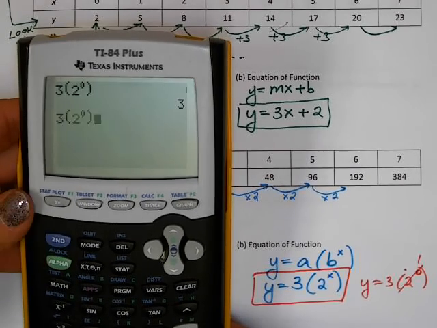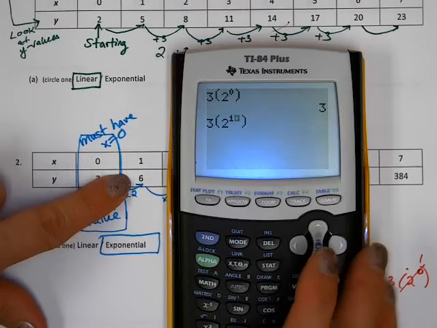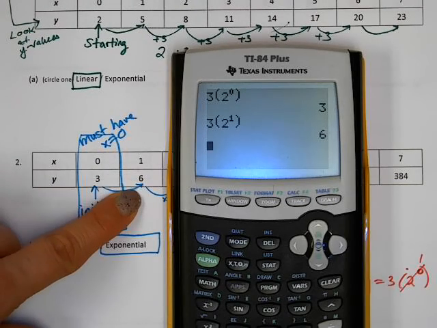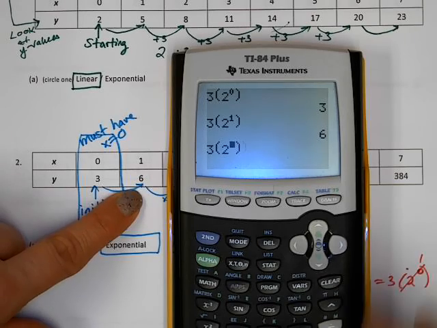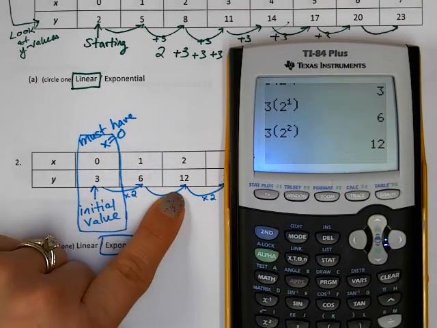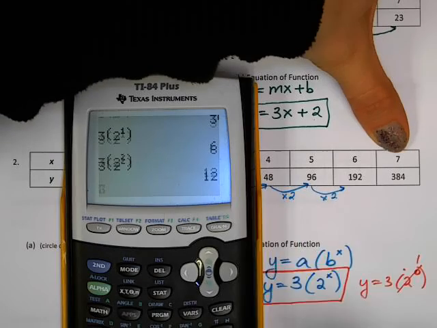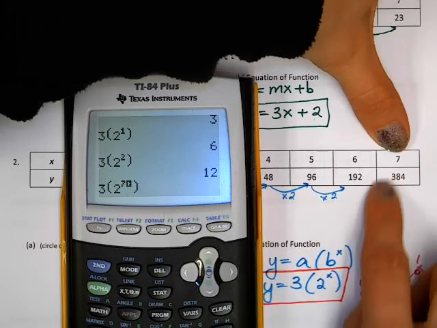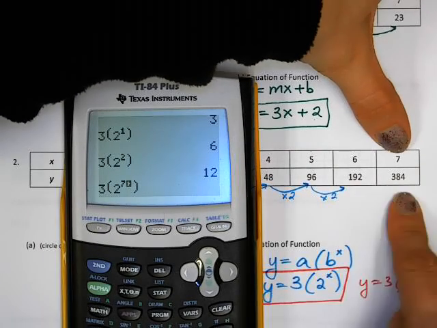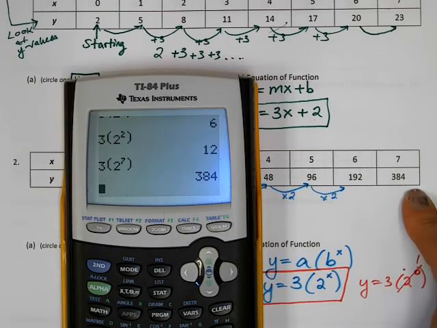How do you recall the previous typing? Second, enter. I'm going to change 0 to a 1. I hope that the answer 6 spits out. Perfect. Second, enter. You could change it to a 2. I hope the answer 12 spits out. Perfect. Let's just check way down here. Let's check 7. Second, enter. Let's plug a 7 into the formula. After 7 days, we have, perfect, 384.